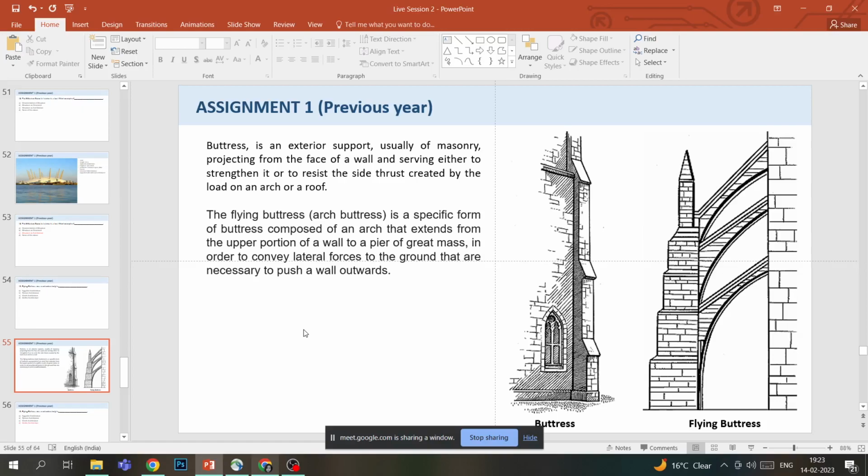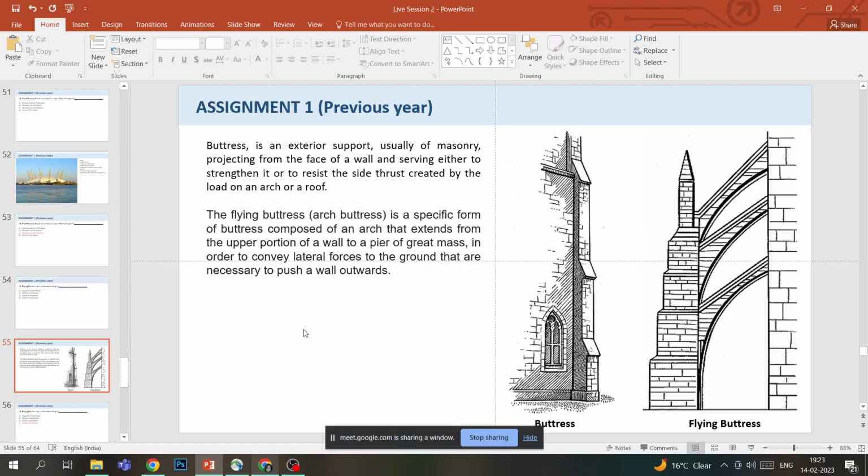It is a specific form of buttress which is composed of an arch that extends from the upper portion of a wall or a pier of great mass in order to convey the lateral loads to the ground that are necessary to push a wall outwards. So basically there's a wall, then the flying buttress is arched structures or arched buttresses, and then they connect to another structure, and that's how they transfer the load.